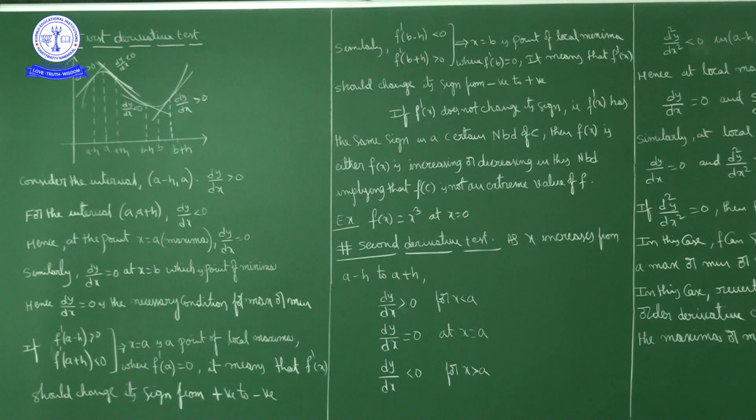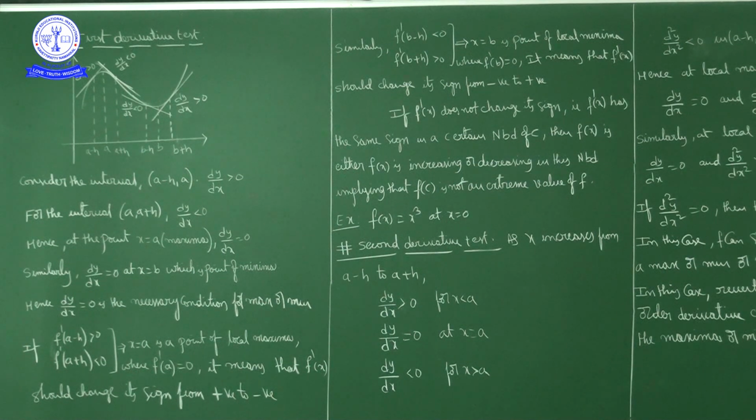Okay, and if f dash of x does not change its sign, that is, if f dash of c minus h is positive and f dash of c plus h is positive, or f dash of c minus h is negative and f dash of c plus h is also negative, meaning f dash of x does not change its sign in a certain neighborhood of c, then f of x is either increasing or decreasing in the neighborhood of c. So f of x does not have an extremum value at x equal to c.